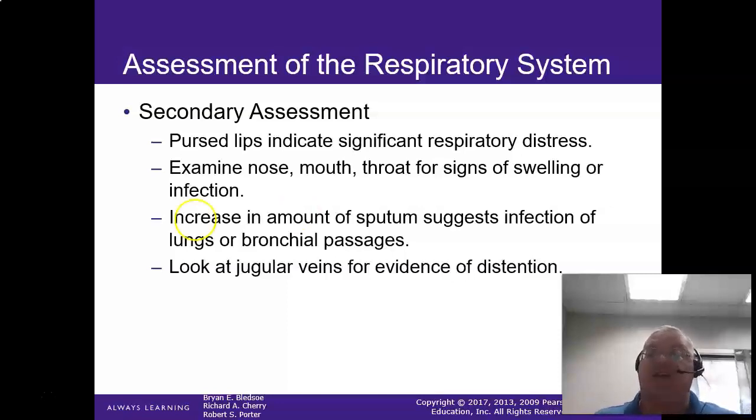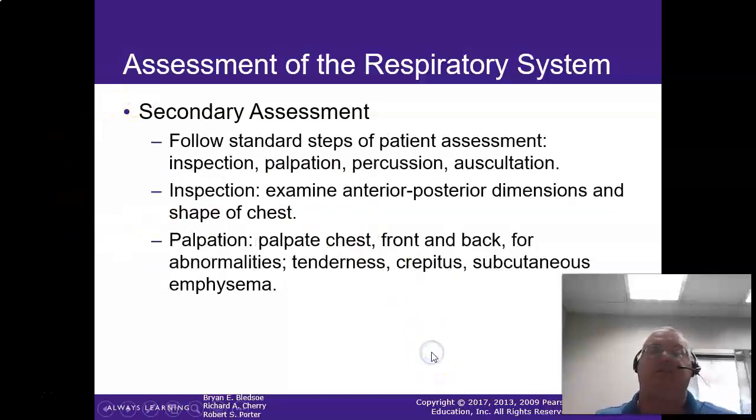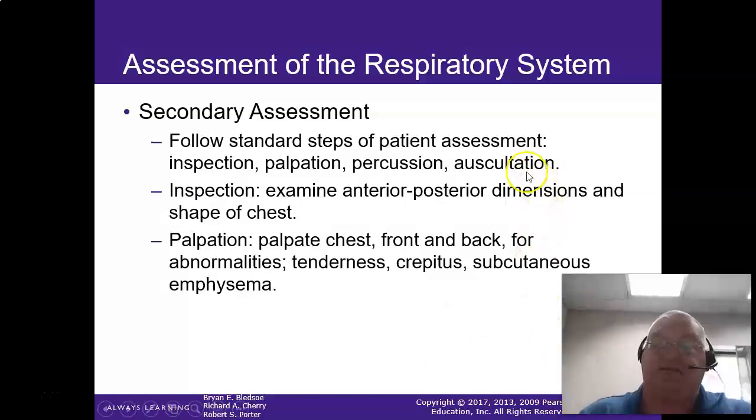So look for the jugular veins for evidence of distension. Again, it means you've got a backup. Again, make sure that you inspect, palpate, percuss, auscultate. All of these things are kind of important, but especially, I would say, if anything, the auscultation definitely.